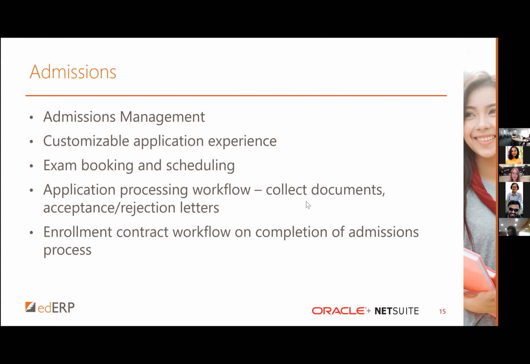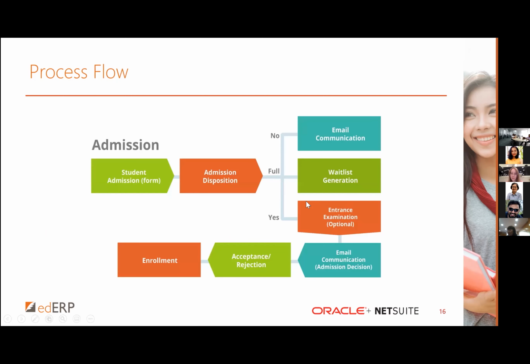So now let's look a little at how this admission process flows, and then I will show it in the system. Here you can see the student fills out the admission form. There's a disposition process, and the entire communication happens automated via email. As I said, you do not have to send a piece of paper or letter that you have been accepted and things like that. The entire communication happens via email, which is triggered from the system automatically, right?